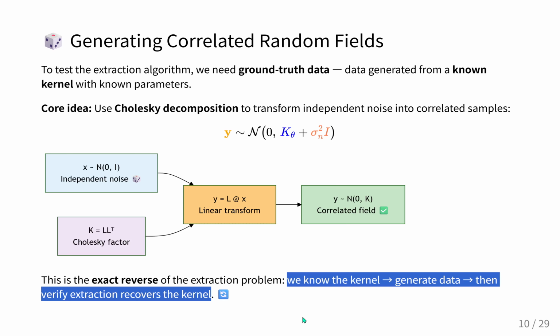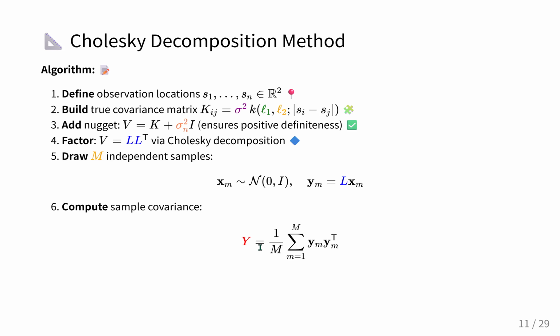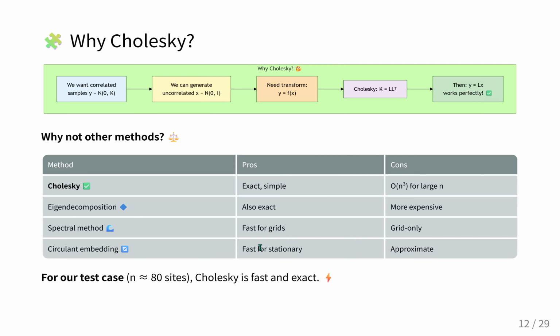And the author notes exactly why Cholesky decomposition was the right tool for this specific test. For their test case of about 80 observation sites on the simulated wafer, Cholesky is perfectly exact and highly reliable. But there is a catch. It has a computational cost that scales cubically. The source mentions O(N cubed). Let's unpack what that actually means for a listener.